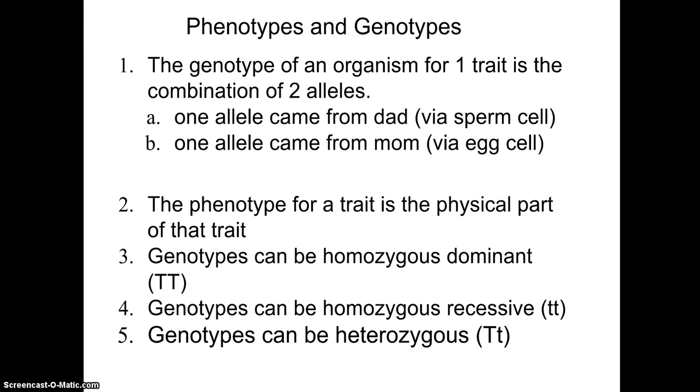And we're going to see how to use these in just a minute. Genotypes can also be homozygous recessive. That means mom gave a lowercase letter, or a recessive allele, and dad gave the same thing. So now that offspring is homo, which means the same, homozygous recessive for that trait. Genotypes can also be heterozygous. Hetero means two different things together. So heterozygous would be one of the parents gave a dominant allele, that'd be the capital T, and one gave a recessive allele, that'd be the lowercase t.